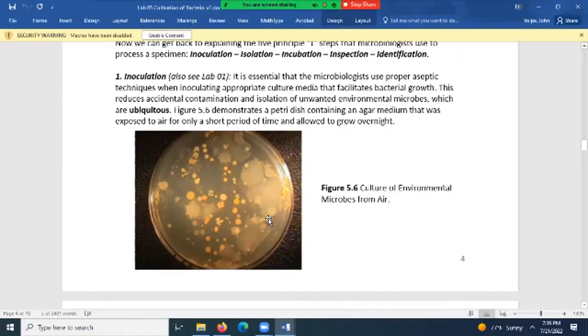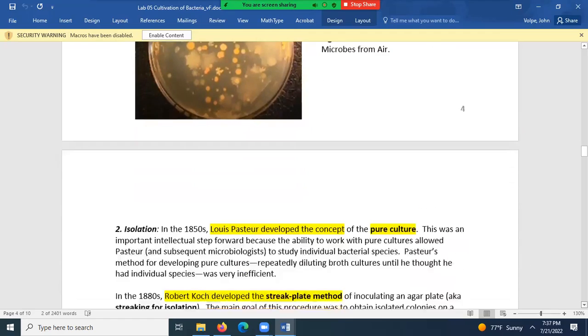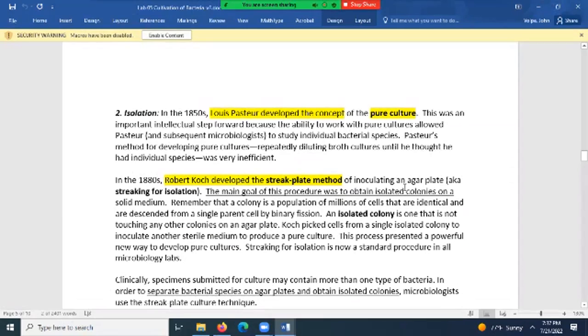Like if you did the test on this bacteria, you won't know, did this bacteria make the test positive, or was it this bacteria or this growth? I'm not sure, that could be a mold. So when you have a mixed culture, you don't know which bacteria caused the test to be positive. So you need to get a pure culture.